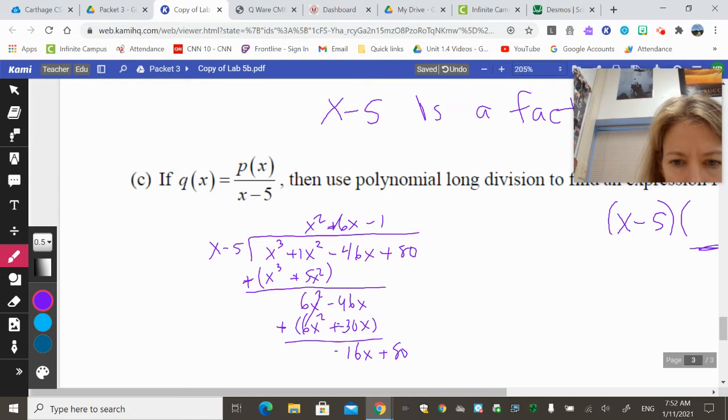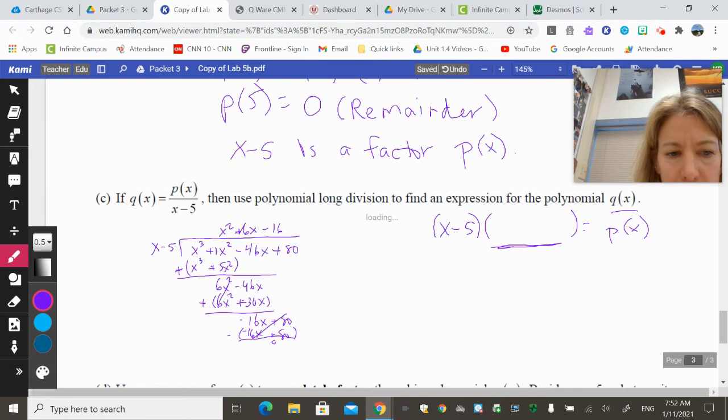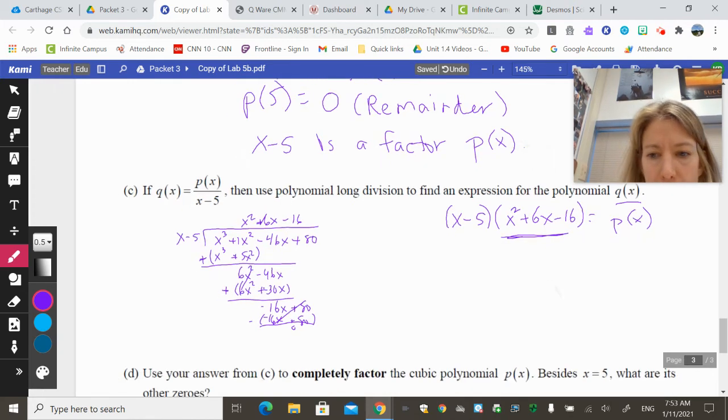And if I put a negative 16 up here, that gives me negative 16x. And negative 16 times negative 5 is a positive 80. It's looking good, because if I subtract these, they're the same value. That gives me 0. All right, that just confirms then that x minus 5 is a factor. And it also tells me, again, that P of x is equal to x minus 5 times this quotient, x squared plus 6x minus 16. If I were to multiply these two things, I would get my original function P of x.